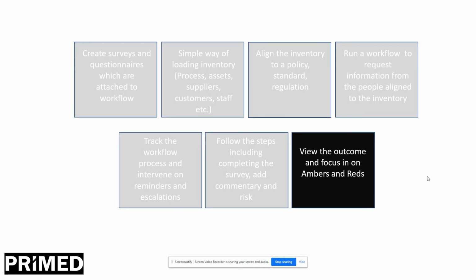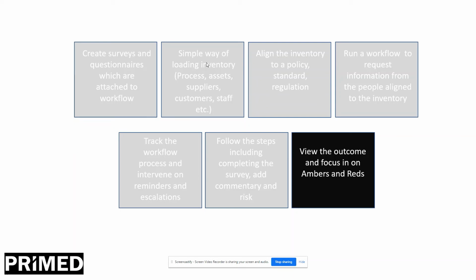Okay, so this is the final stage. I've shown you how to create the surveys and how you attach those surveys to your policies and then apply those policies to your inventory items. I've shown you how you then run workflow across the top of that and manage workflow in the moment to make sure all the information is centralized, to make the whole process very simple, very effective, very controlled, with great traceability and transparency about where you are in the process.